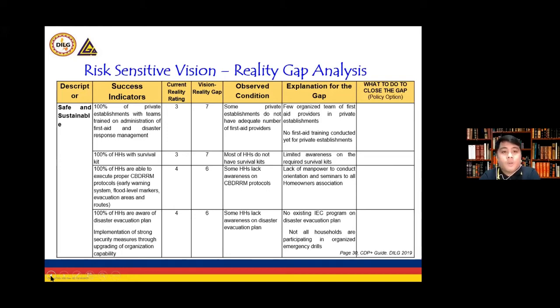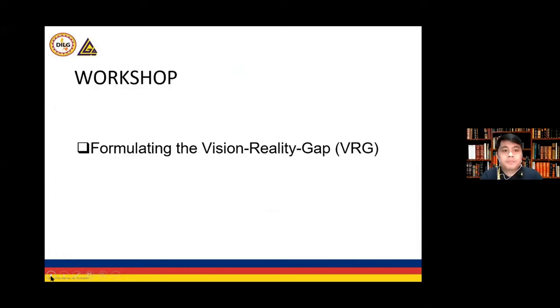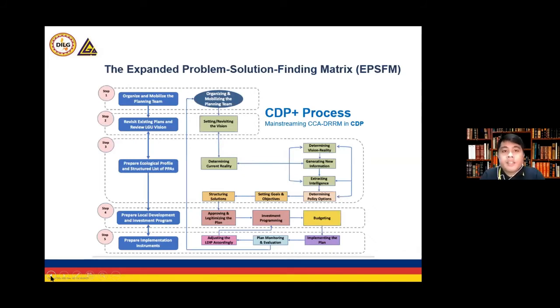Ano? So this is an example, a risk-sensitive vision reality gap analysis. So for example, 100% of private establishment with teams trained on administration of first aid and disaster response management. So reality gap niya ay 7 because ang current reality niya ay 3. Okay? So we'll first proceed with the discussion on the PSFM. This is just an example of a PSFM. Okay, so this is the expanded problem solution finding matrix.